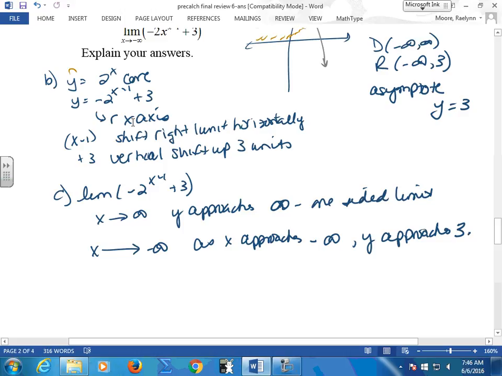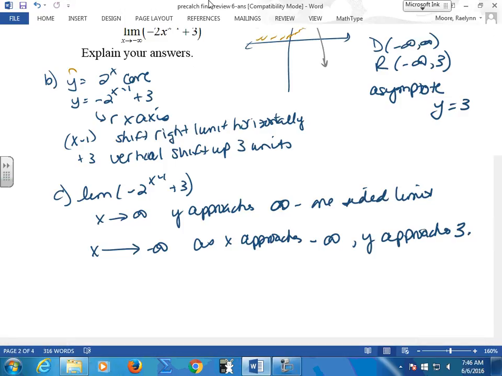Just make sure that you use the right words in here. Reflection, shift it horizontally, shift it vertically. If you don't, you're not going to get credit for it. Vertical stretch, we hardly use a horizontal, mostly a vertical stretch or shrink. Put your factor in there, by a factor of two, by a factor of one half. Make sure you use the right words. Yes.